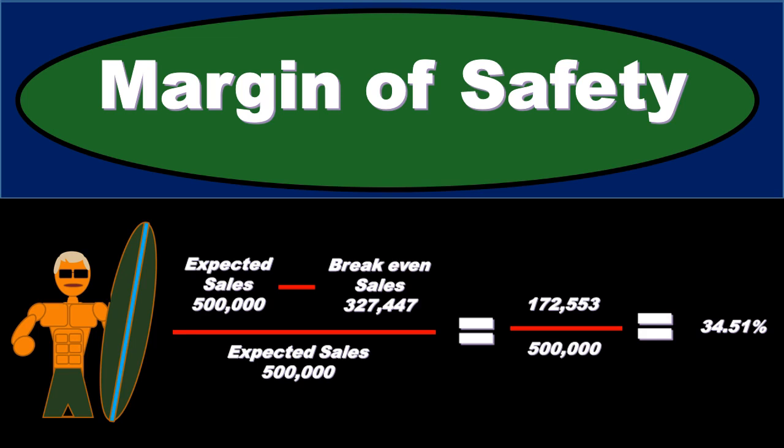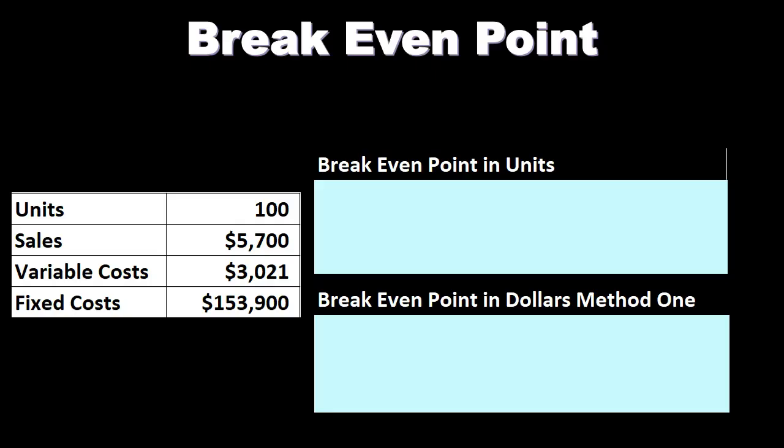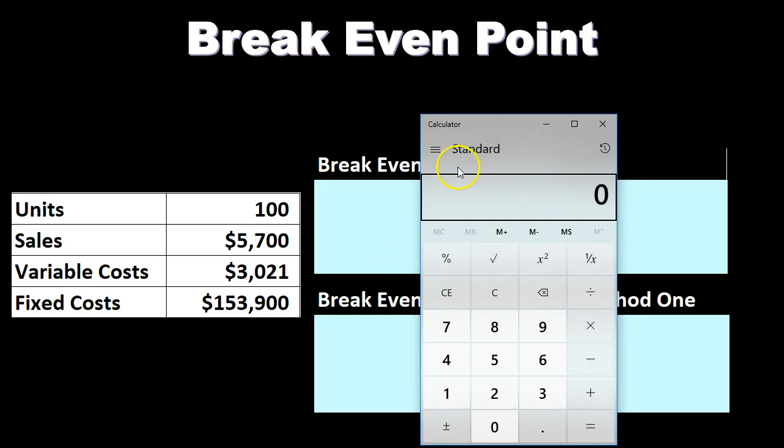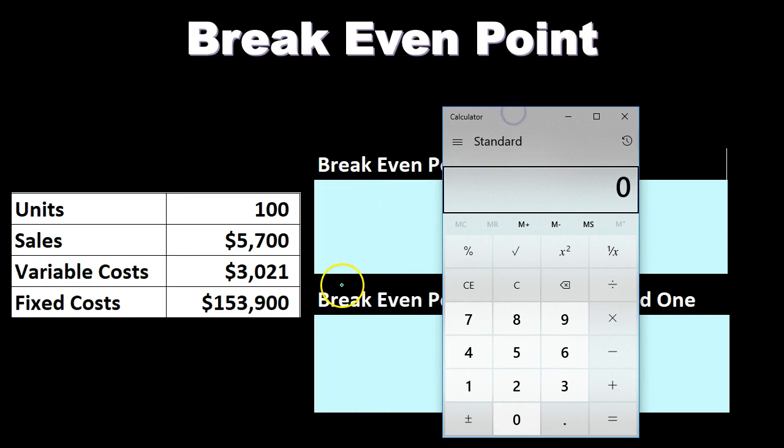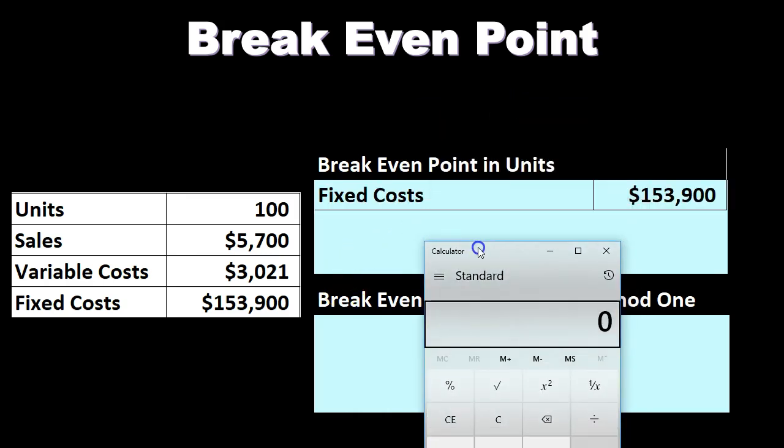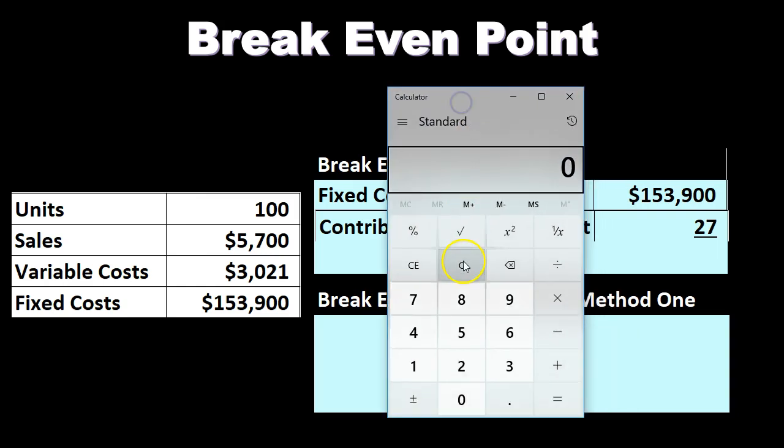In this presentation, we will discuss, define, and calculate the margin of safety. We'll start off with the break-even point. We've seen the break-even point in prior presentations. We'll be using this to move on to our margin of safety calculation. The break-even point is going to have the fixed costs. We'll start with the fixed costs and then the contribution margin per unit. We can calculate the contribution margin per unit at the 5700.